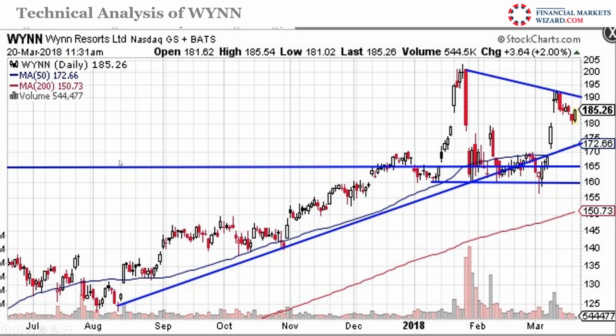WIN. So for WIN I prepared the chart on the 20th of March. It looks like it's bullish. It's trying to go up after 2 days of fall. So I prepared the chart.